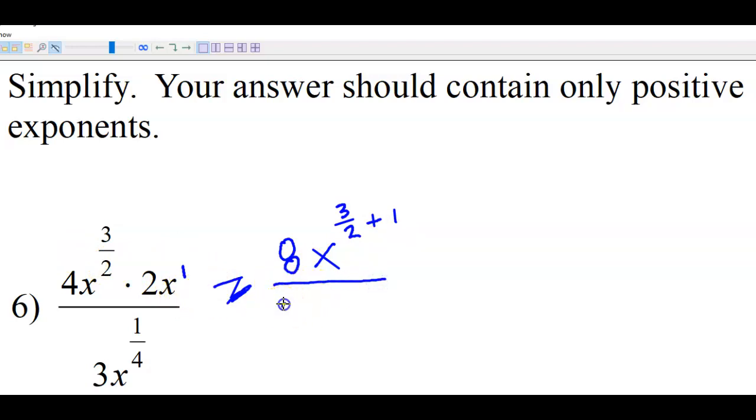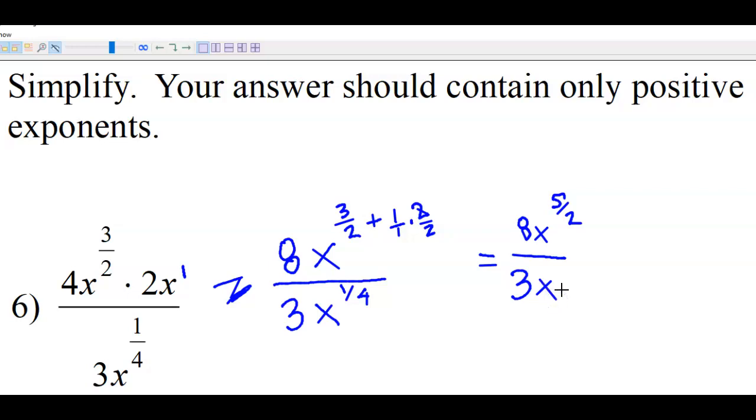And then on the bottom, I have 3x to the 1/4. 1 over 1, I need to get a common denominator of 2, so I'm going to multiply this by 2 over 2. So 3/2 plus 2/2 is 5/2. So 8x to the 5/2 on the top. On the bottom, 3x to the 1/4.